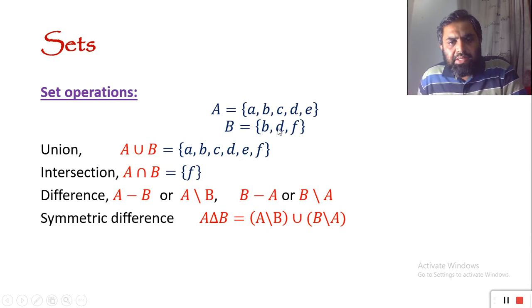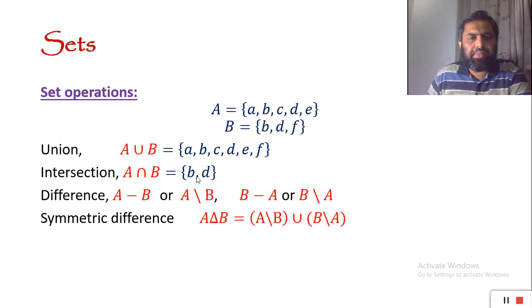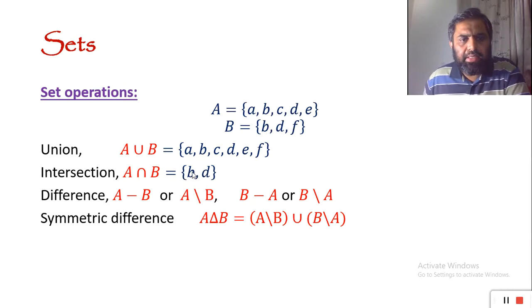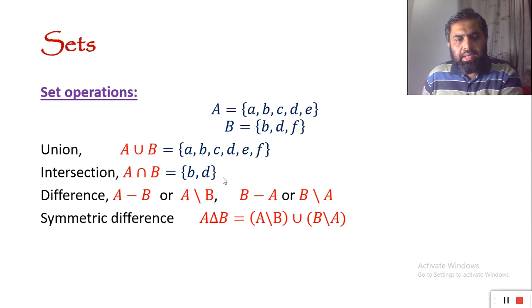That's fine. And next is intersection. We have to see which elements are common in A and B. Common elements between A, B, C, D, E and B, D, F. We can see B is common and D is common. So A intersection B should be {B, D}. A intersection B is B, D, the common elements.